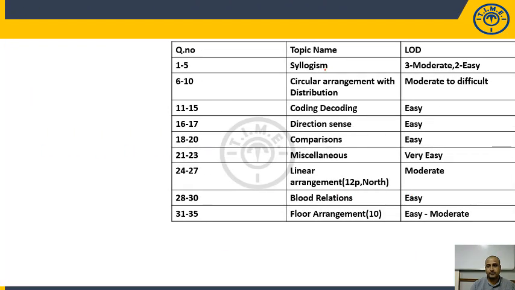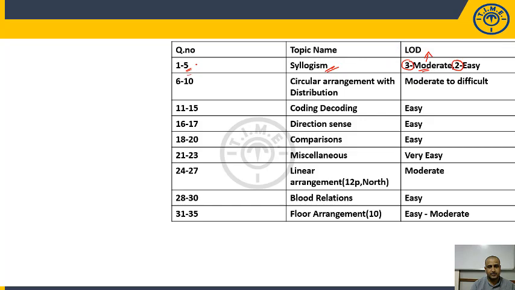The first 5 questions are syllogism questions. Among these, 3 are of moderate difficulty and 2 are very easy questions. Moderate difficulty means you will be given conclusions with possibility, such as can be, maybe. Easy ones are conclusions without using that possibility. But all these 5 questions can be done.